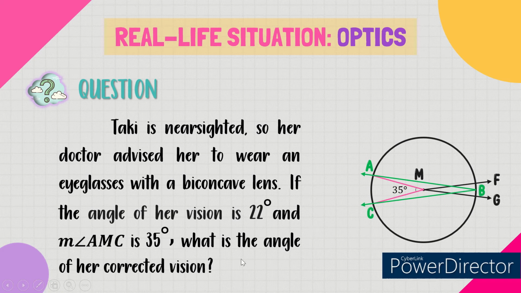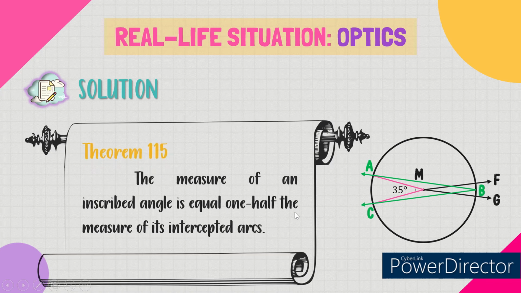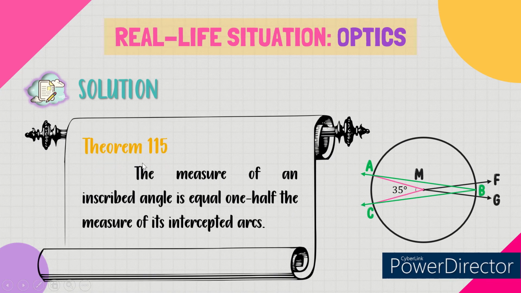So now let's answer the question. What is the angle of her corrected vision? Solution. For us to solve this, we need to learn Theorem 115. It states here that the measure of an inscribed angle, this angle ABC, is equal to 1/2 the measure of its intercepted arc, which is arc AC.